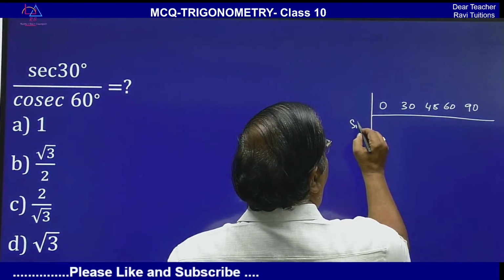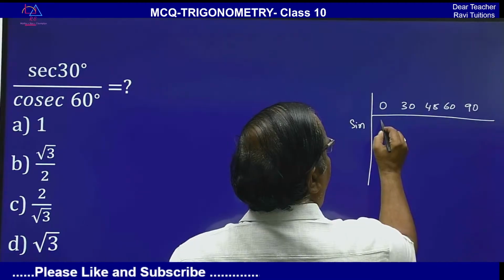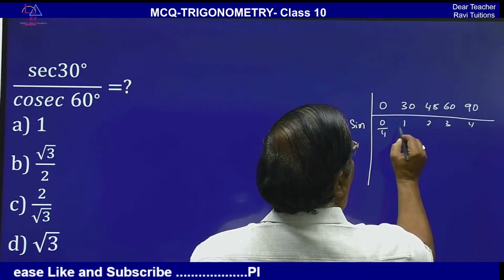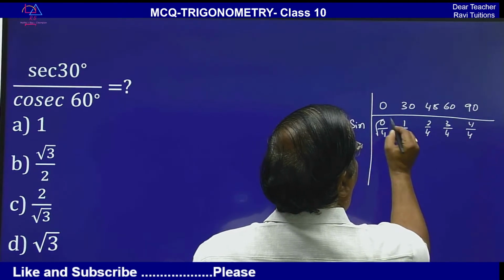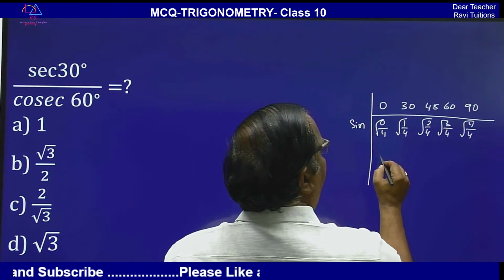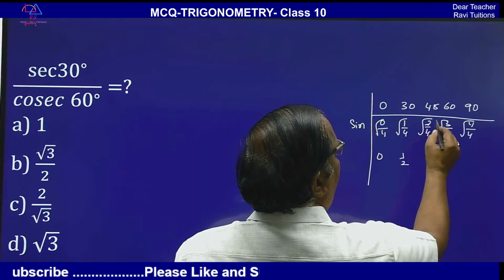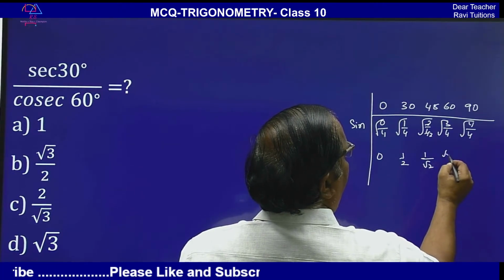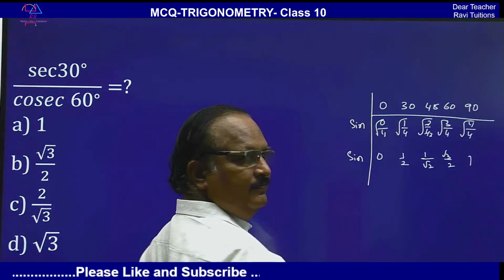So sine is how much? You write 0, 1, 2, 3, 4, each divided by 4, under a square root, and you will be getting the answer. 0 by 4 is 0, 1 by 4 is 1 by 2, cancelled. So 1 by root 2, root 3 by 2 and 1. So these are the sine values.